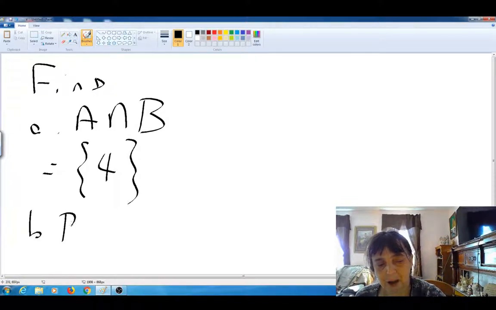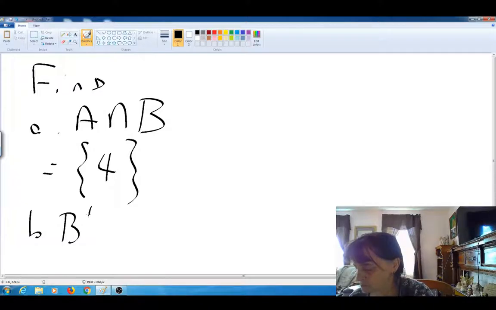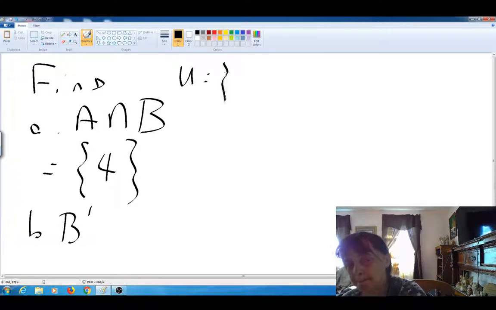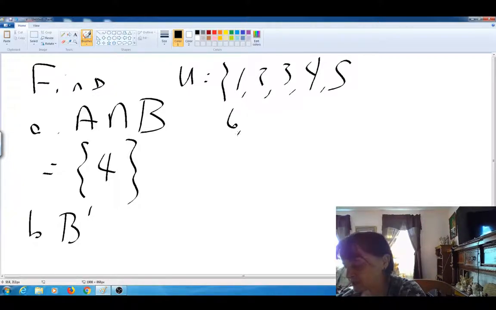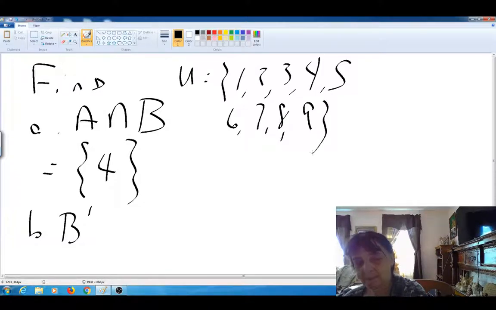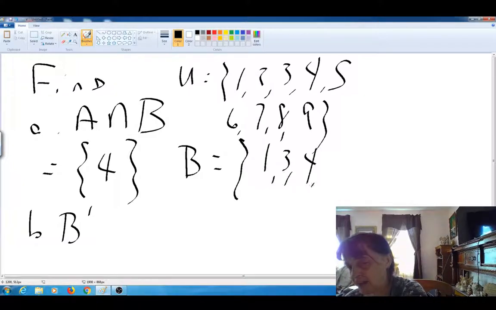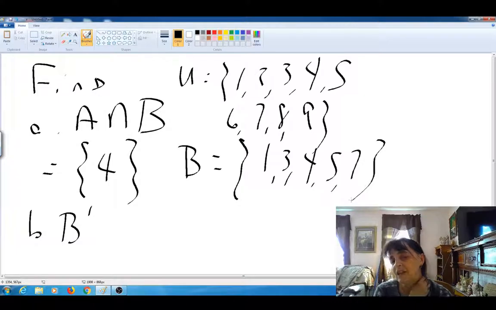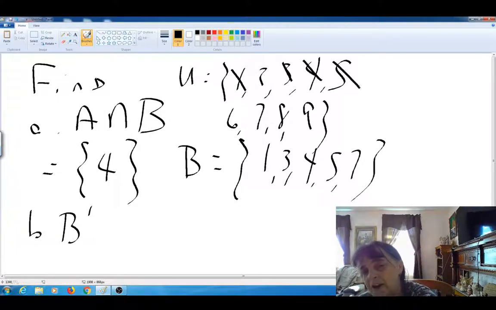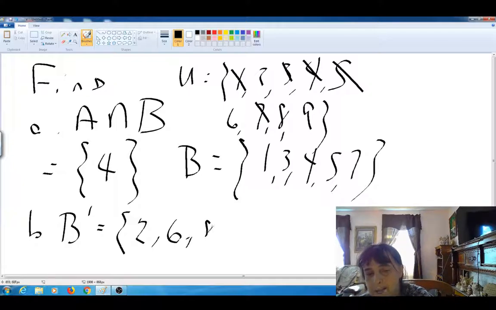B asks for B prime. Okay, U is 1, 2, 3, 4, 5, 6, 7, 8, 9. And B is 1, 3, 4, 5, 7. Okay, so if we eliminate 1, 3, 4, 5, 7, we'll have 2, 6, 8, 9 left. So B prime is 2, 6, 8, and 9.